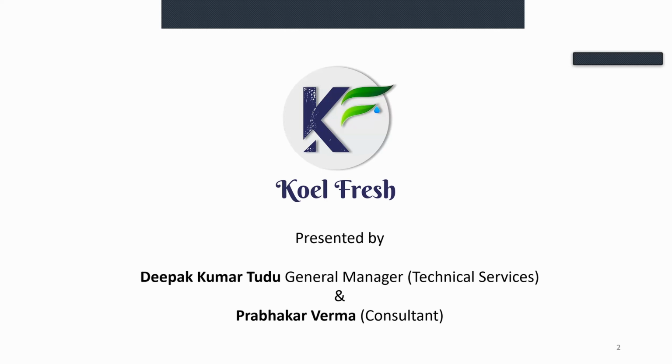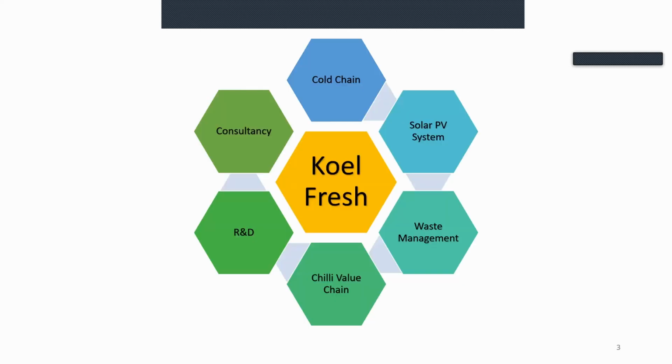Coldtivate is a 2.5-year-old agri-clean tech company from Rourkela, Odisha, one of the eastern states of India. Currently, we are working in multiple segments, as you can see on the screen: cold chain, solar PV system, waste management, chilli value chain, R&D, and consultancy. We'll be focusing on the cold chain part.